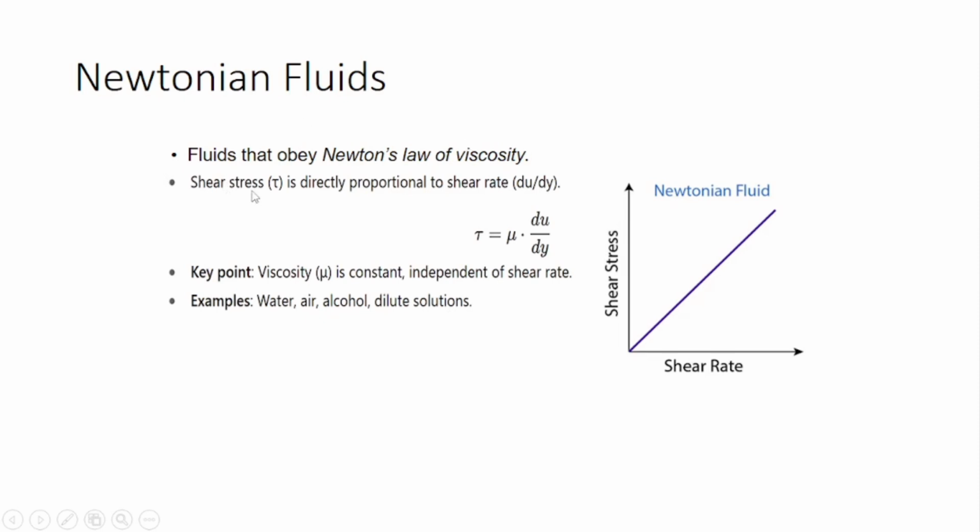In this law, shear stress is directly proportional to shear rate, that is du by dy, and shear stress is denoted by tau. And viscosity is denoted by mu, which is a constant property independent of the shear rate. And the graph of the shear stress versus shear rate is given by this straight line, which is known as the Newtonian fluid graph.